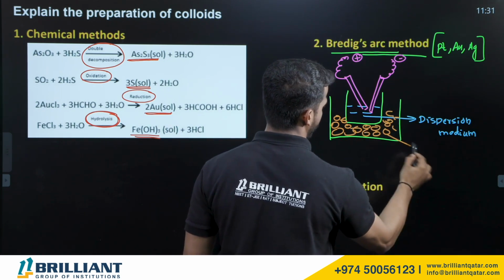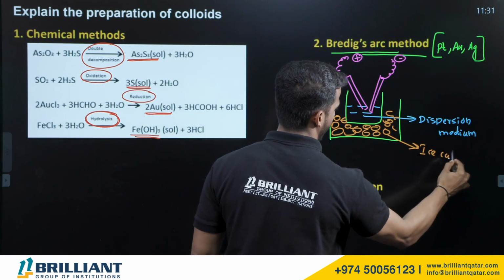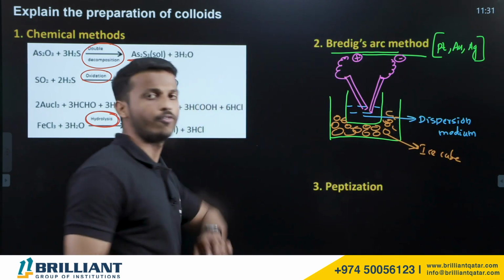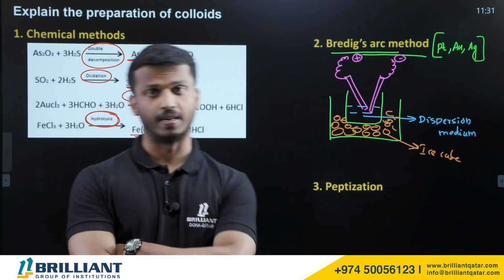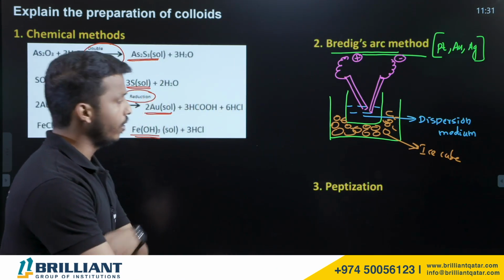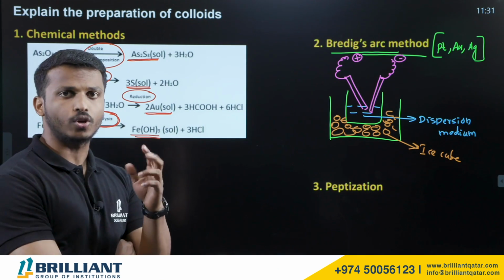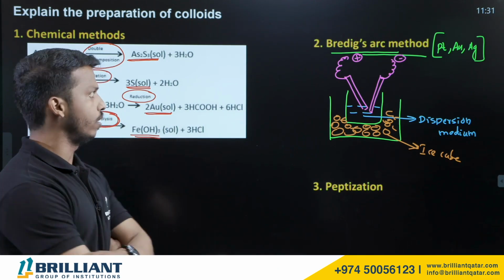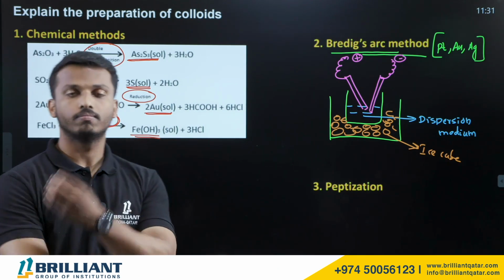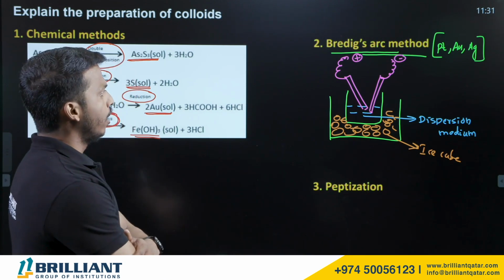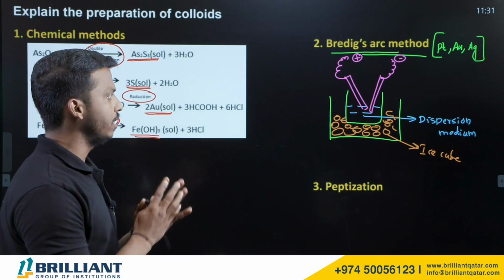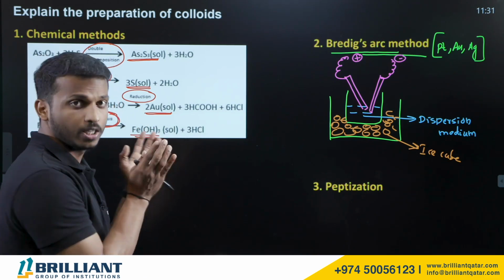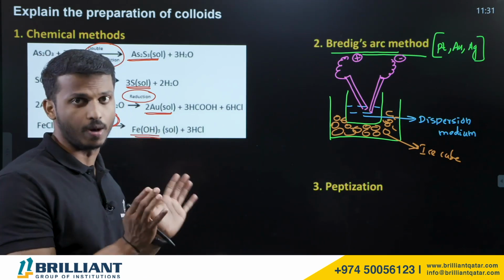Okay, so here we are placing an ice cube. This is the experimental setup of Bredig's arc method, or electrical disintegration method. I told you it is mainly used for the preparation of platinum, gold and silver colloidal solution. Whichever electrode you want, the 2 electrodes are connected with electricity, and we are just keeping them in a dispersion medium, and below there is an ice bath.